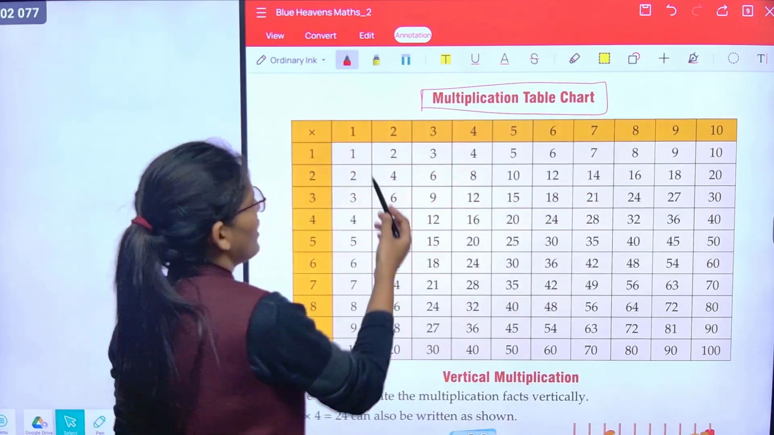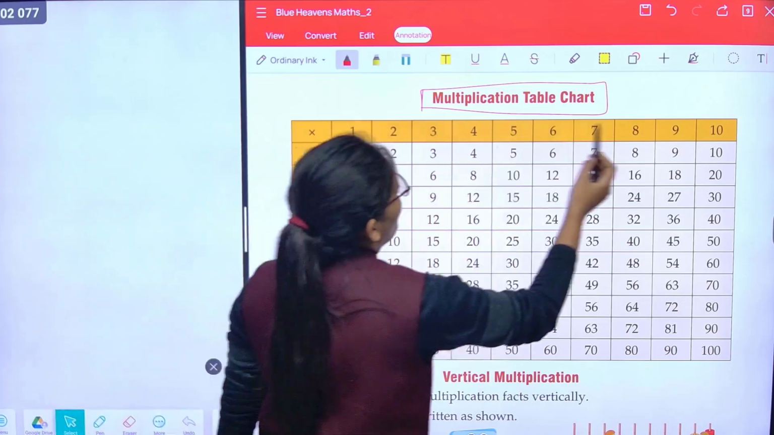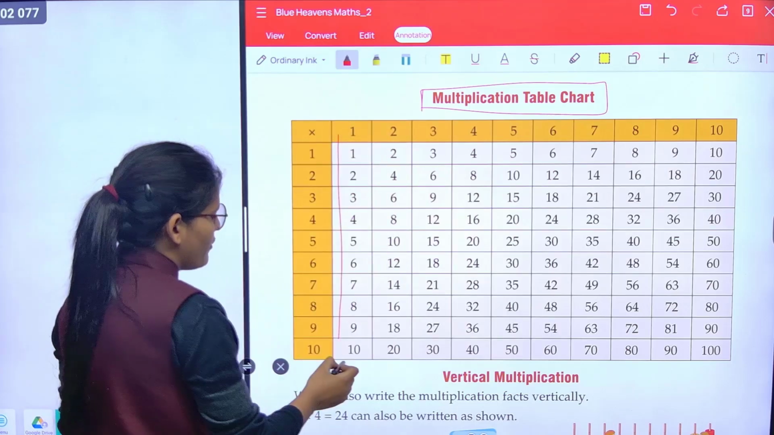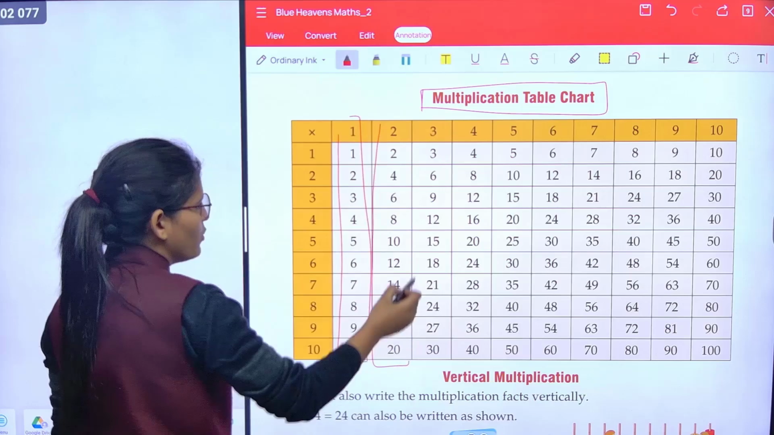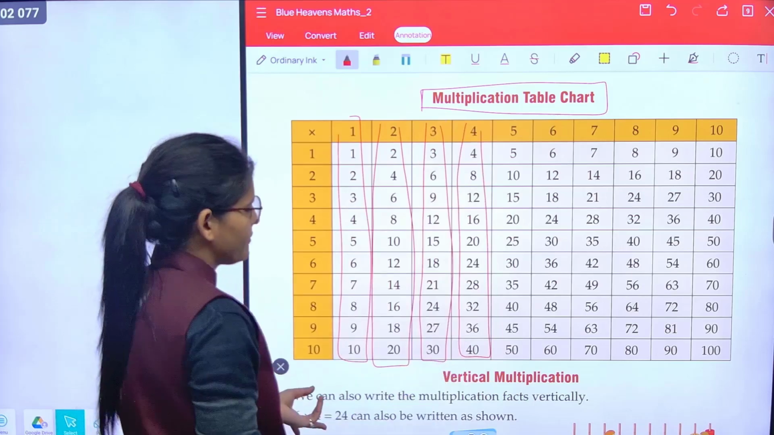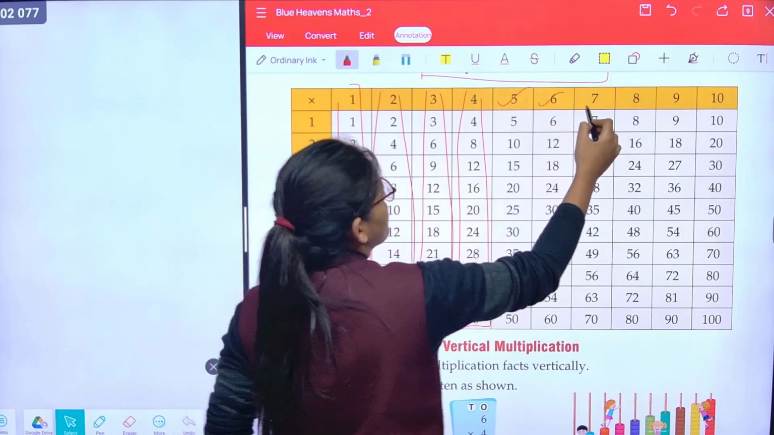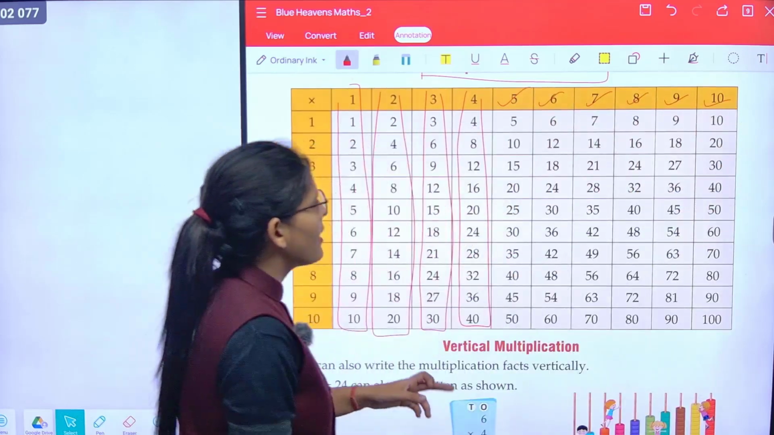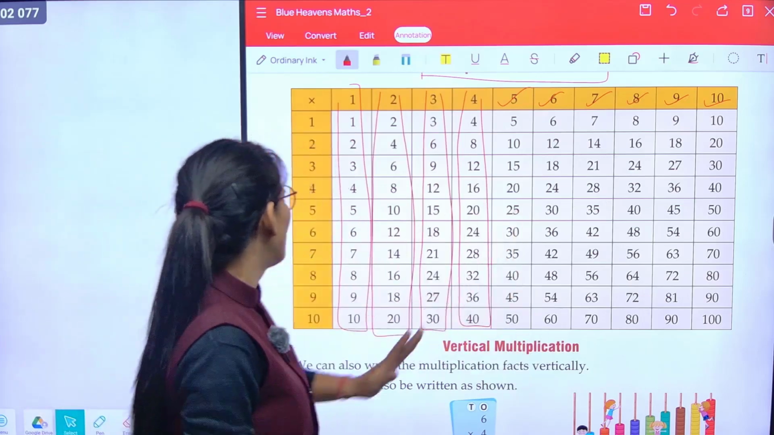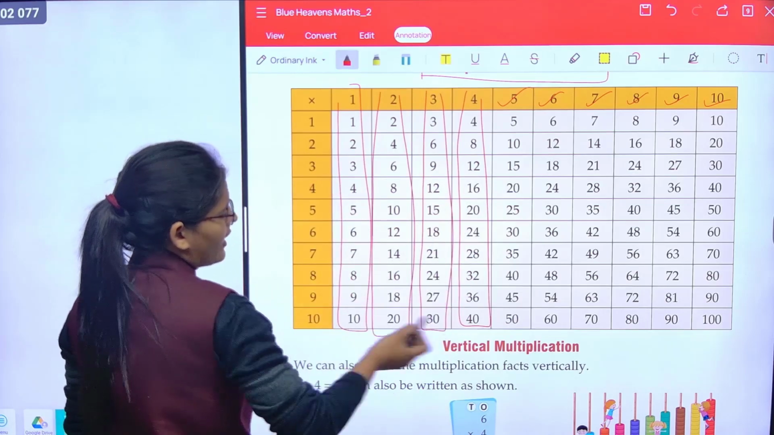See, here numbers 1 to 10 are written vertically and here horizontally. Okay, now see 1. Class, see, it is the table of 1, table of 2, table of 3, 4. You can see table of 5, table of 6, 7, 8, 9, 10. Class, if you look at this vertically, these are tables, and if you look horizontally, here also there is a table. See, the table of 2, 3, 4, 5, 6, 7, 8, 9 and 10.